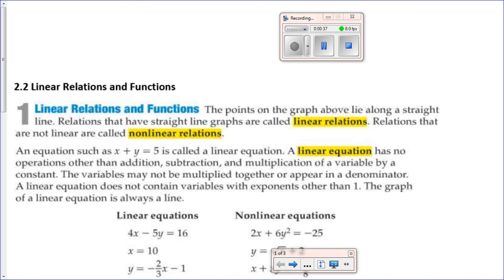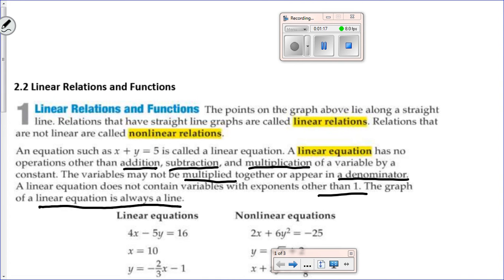A linear equation has no operations other than addition, subtraction, and multiplication of a variable by a constant. The variables may not be multiplied together or appear in a denominator. A linear equation does not contain variables with exponents other than 1, so its degree is always going to be 1. And the graph of a linear equation is always a line. Okay, so linear equations, if we were to graph them, we would always graph a line.